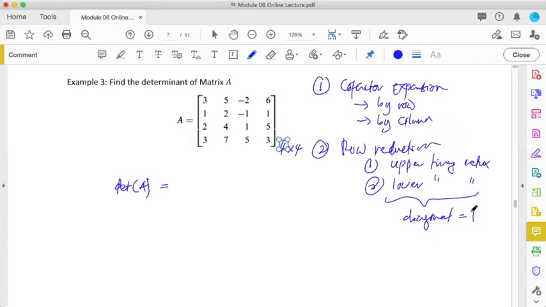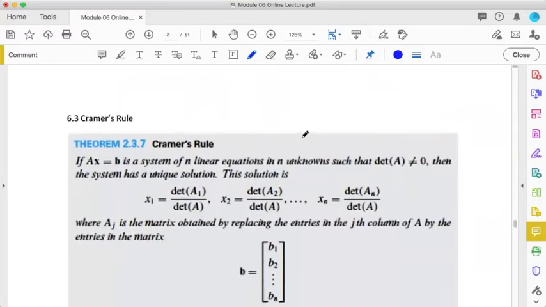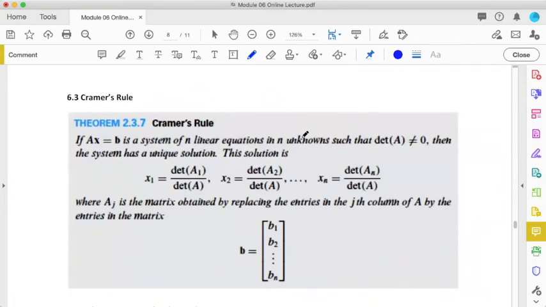Okay, so I want you to try this by yourself. You can choose whether you want to use cofactor expansions or row reductions. And when you solve it, in the end your determinant will be equal to negative 18. Okay, so you can try this. Next we move to the next subsection where we're going to look at Cramer's rule.